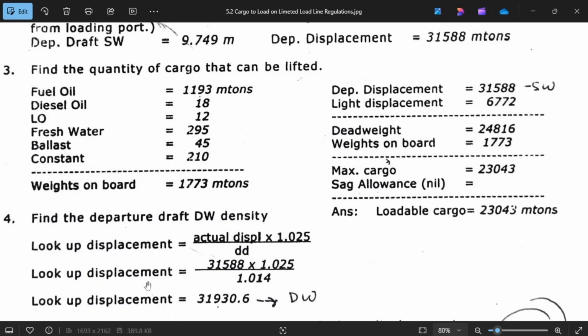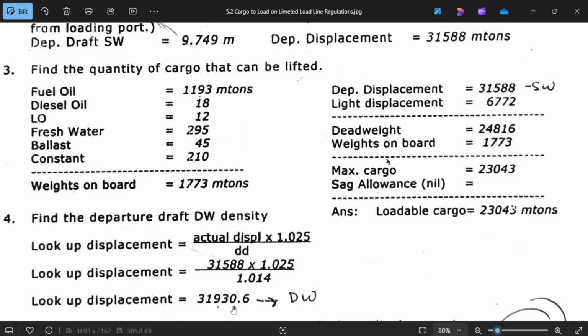So this is the formula, guys. Look up the actual displacement, which is this one, 31588, times salt water, which is constant, over your local density or dock water. So, actual displacement is 31588, which is this one, times your salt water density of 1.025, over your local density of 1.014. And the answer to this equation is 31930.6. That will be your dock water displacement.